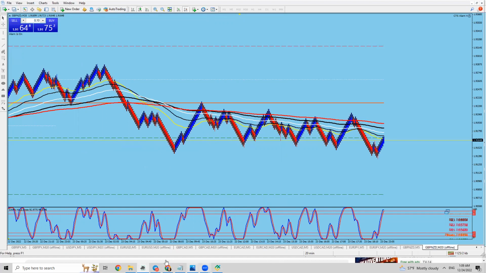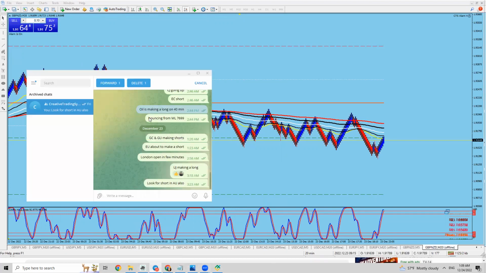By the way, I also post almost all the entries. You can see here that the oil is making a long on 40-minute, EC short. Oil is bouncing from 76.99. Then on the 23rd Friday, GC and GU, meaning pound CAD and pound USD, making short. Euro USD about to make a short, and I took those entries, right? London open in a few minutes, then UJ making a long, and I made a 50 pip trade out of that. I showed you, look for short, that never happened. So most of the entries I post when I take the entry, I post on my Telegram.